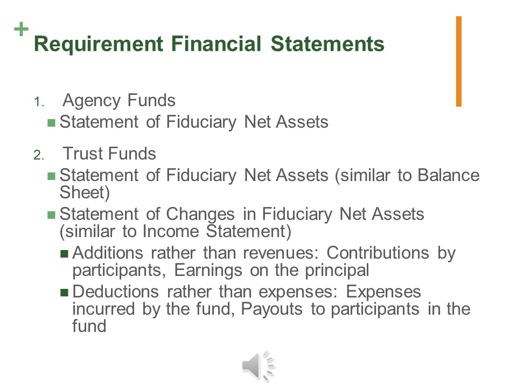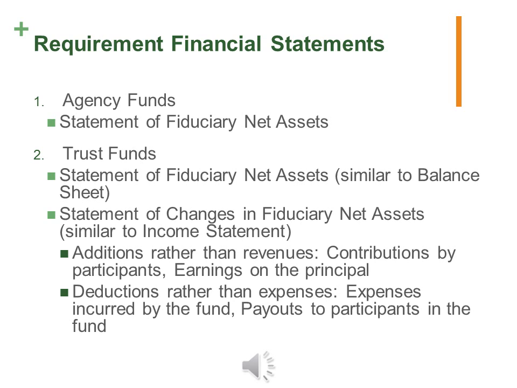The required financial statements for agency and trust funds. First, with the agency funds, they're only required to have one statement, and that's a statement of fiduciary net assets. And there is no statement for changes in net assets or anything like that, because of course, assets equal liabilities in an agency fund. For trust funds, there's also a statement of fiduciary net assets. It's similar to a balance sheet. But there's also a statement of changes in fiduciary net assets that's similar to an income statement.